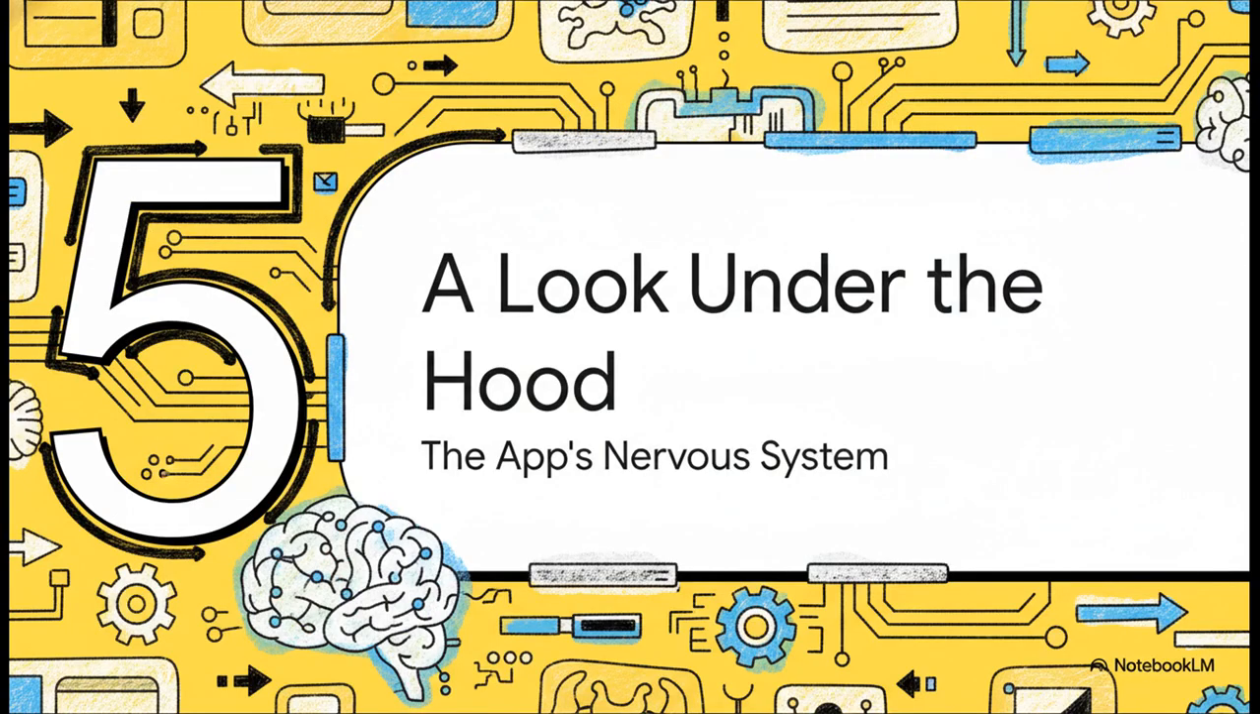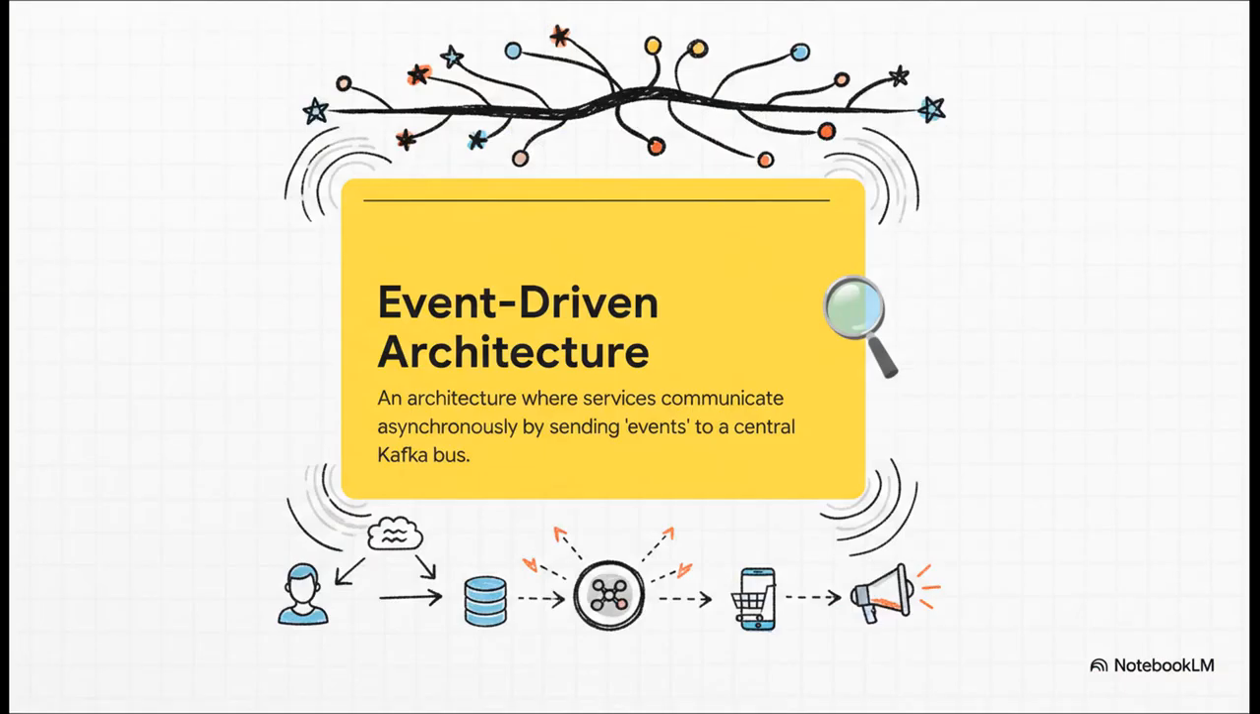So, to make all this magic actually happen, the app's core design, its architecture, had to be completely reimagined. So let's pop the hood for a second and take a look at its brand new nervous system. The secret sauce here is something called an event-driven architecture. So instead of different parts of the app calling each other directly, they just send out messages or events to a central message hub called Kafka.